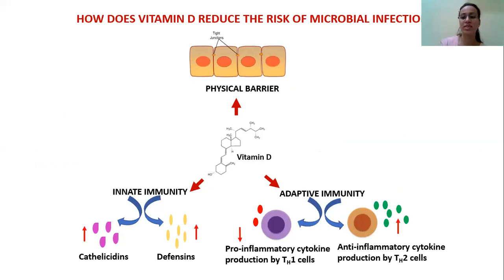The first one is a physical barrier, in the sense that viruses and other microbes normally try to destroy the integrity of these epithelial cells and enter the host cell to cause the disease. So vitamin D helps to maintain the integrity of these tight junctions. Next, as far as innate immunity is concerned, vitamin D results in an increase in the production of antimicrobial peptides like cathelicidins and defensins. And as far as adaptive immunity is concerned, vitamin D results in a decrease in the production of pro-inflammatory cytokines produced by the T helper 1 cells and an increase in the production of anti-inflammatory cytokines produced by the T helper 2 cells.